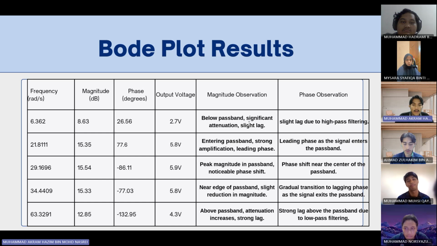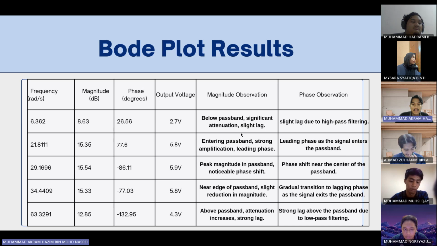At 21.811 radian per second, or roughly 3.47 Hz, we observe a significant increase in magnitude to 15.35 dB, indicating strong signal amplification. The phase is 77.6 degree, showing a leading phase shift, and the output voltage rise to 5.8 volt. This frequency marks the system transition into the passband, where amplification of the signal become more prominent as the input signal frequency match the system resonant characteristic.